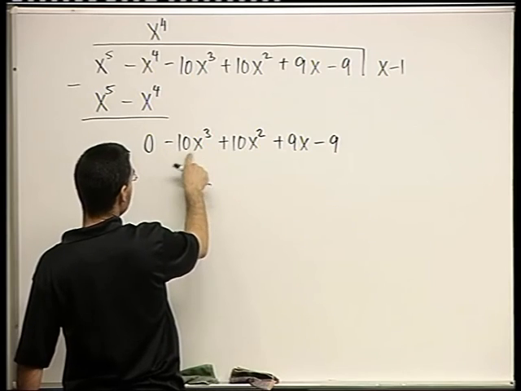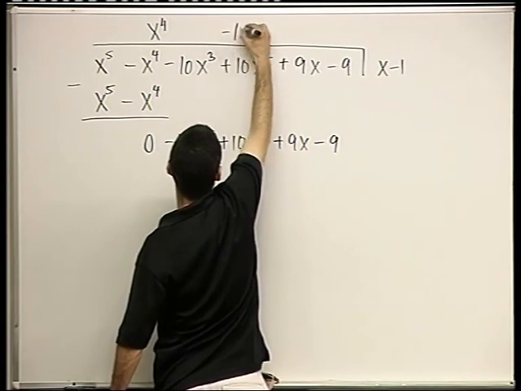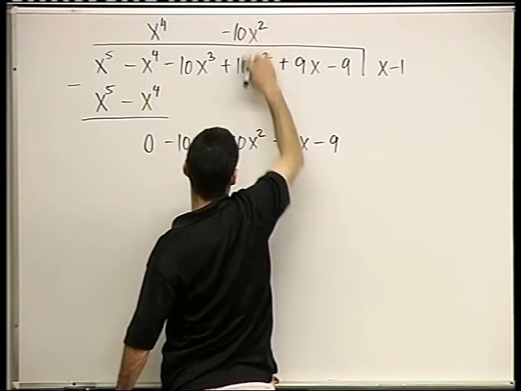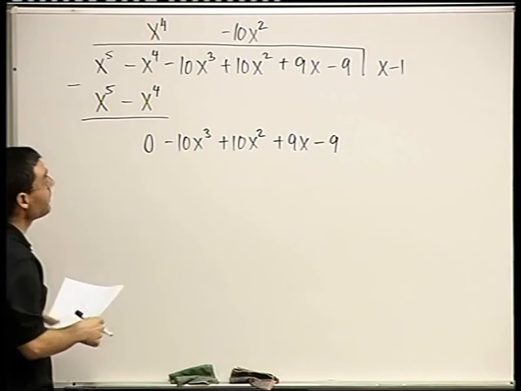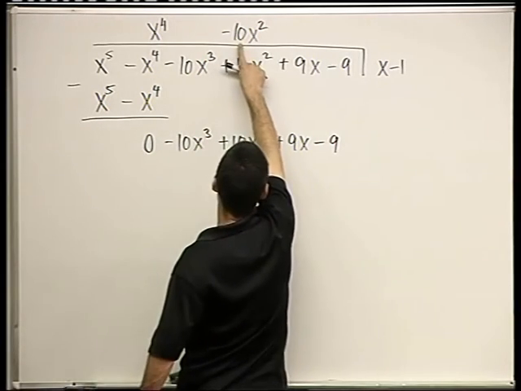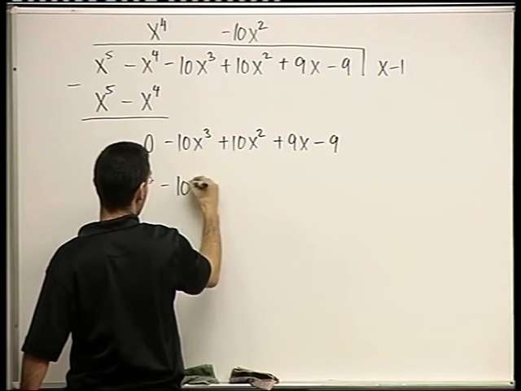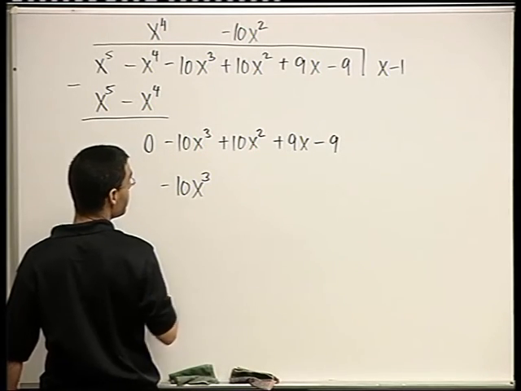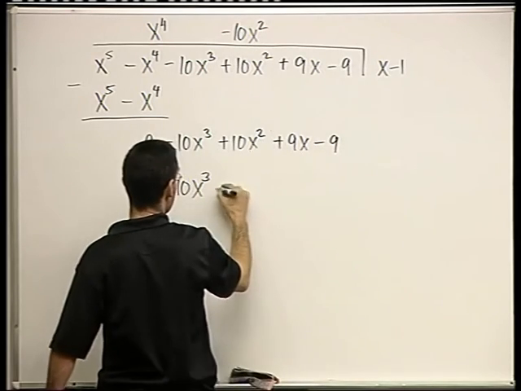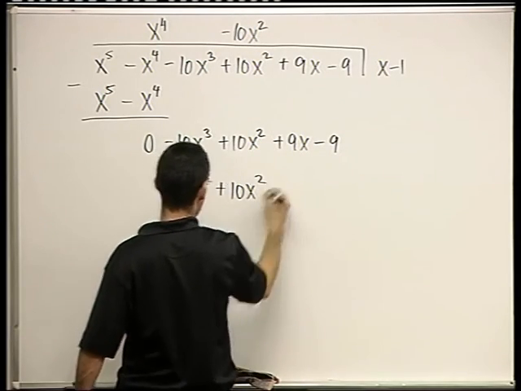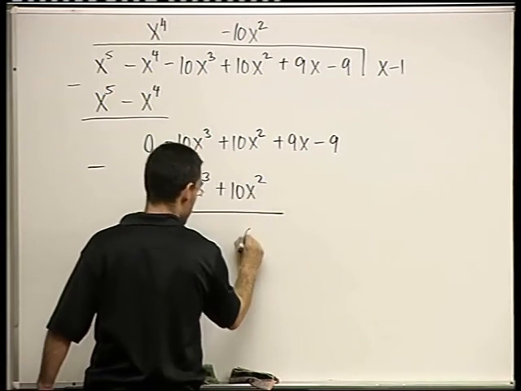So I have minus 10x cubed divided by x is minus 10x squared. I'm writing it above this because there's no expression with x to the power 3, and then I multiply back. So I get minus 10x squared times x is minus 10x cubed. Minus 10x squared times minus 1 is plus 10x squared. And again, I subtract, and in this case, everything just dies out.